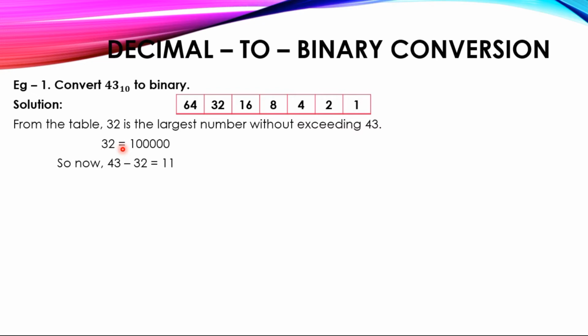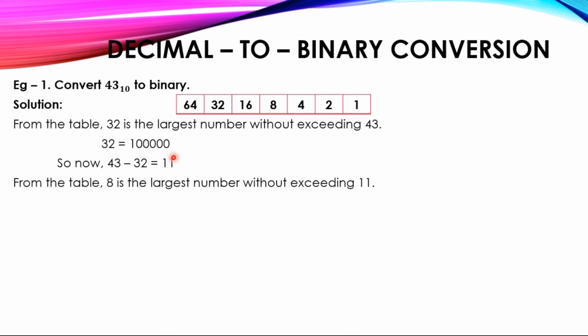Now 43 minus 32. Whatever is the original number minus the number which we have taken. So 43 minus 32 will give you 11. So from the table, which is the nearest largest number to 11? Now 16 will exceed 11. So we will consider 8. So this number will be 1 and the rest will be 0, 0, 0. So here 8 equals 1 and 3 times 0.